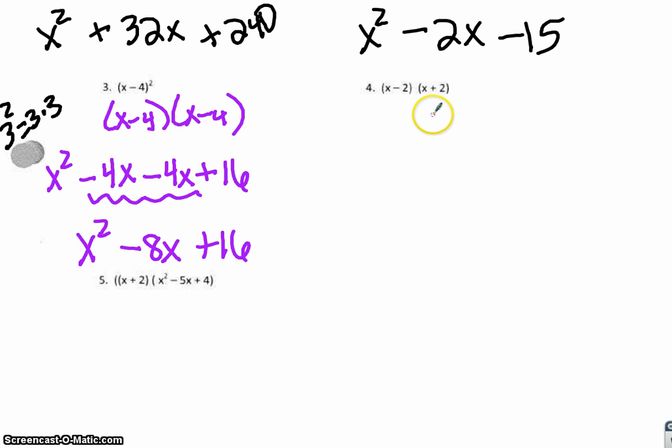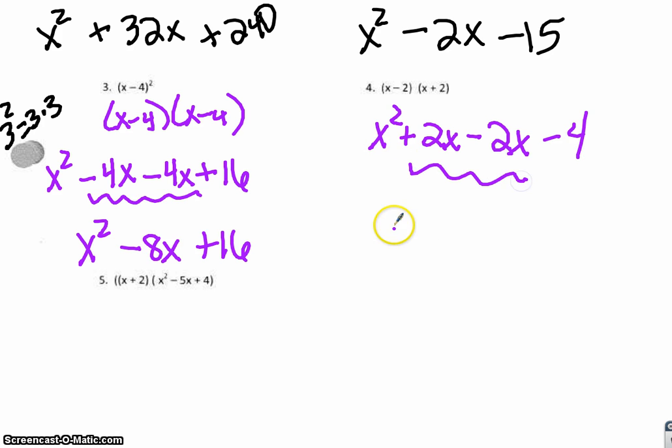X minus 2 times x plus 2. X times x is x squared. X times 2 is plus 2x. Negative 2 times x is minus 2x. Negative 2 times 2 is minus 4.